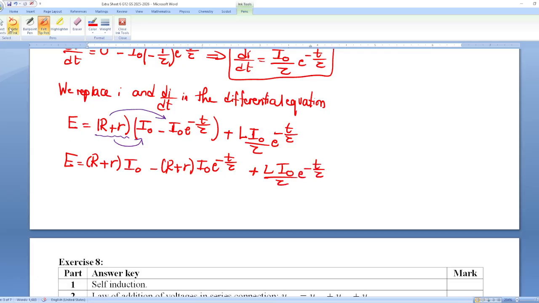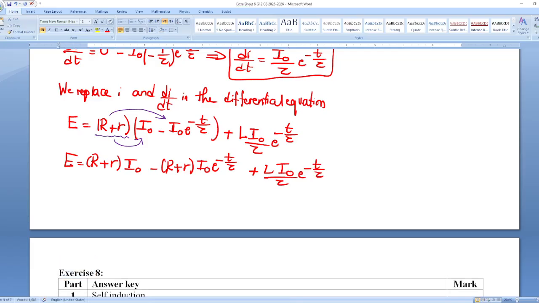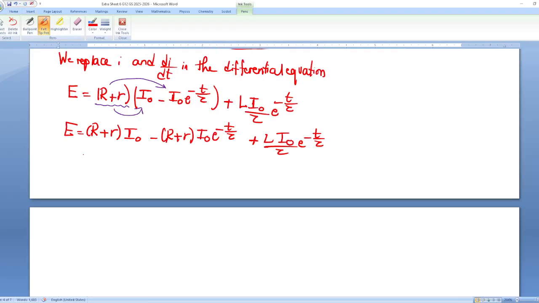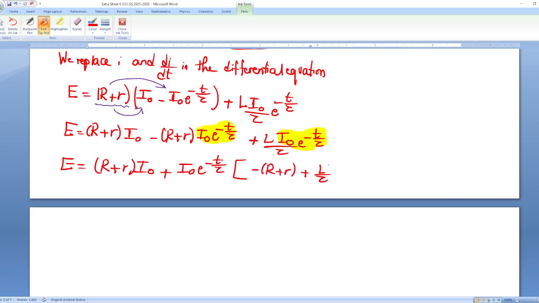Now we take a common factor, as usual, of the terms that have the exponential. As we see, E is constant and R plus r I0 is constant. Now to do identification, here we have I0 e power minus t over tau and here I0 e power minus t over tau. I take common the terms that have the exponential: E equals R plus r I0 plus I0 e power minus t over tau times a square bracket or parenthesis. From this we keep minus R plus r and from this L over tau. We say this is zero by identification.